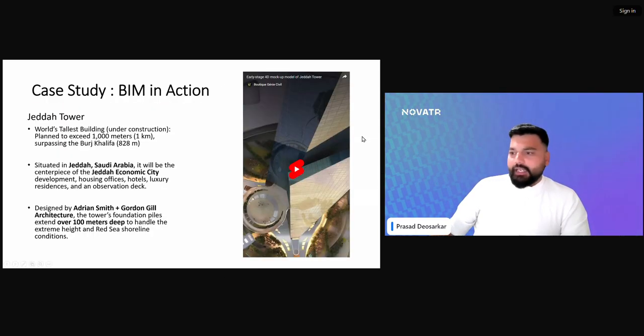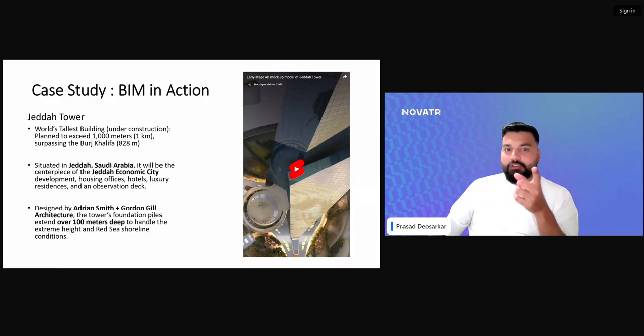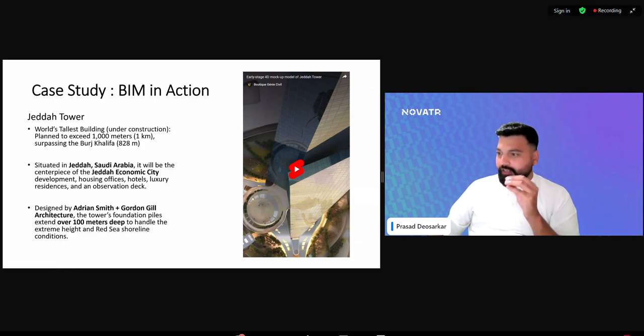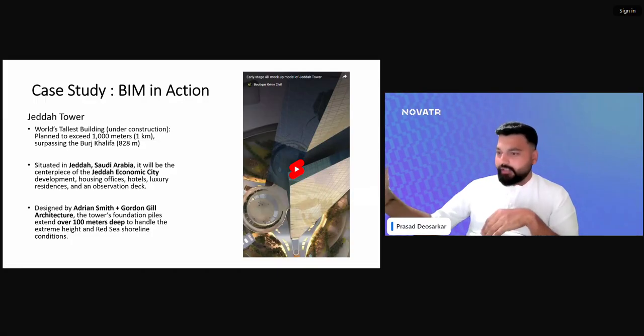Right. So let's take an example of a case study now. Okay. This is something that I saw recently online as well. Online, there was a very good video posted by someone using BIM, using 4D, 5D, and resource management on a live project. Okay. And what better than the Jeddah Tower? Okay. So Jeddah Tower is going to be the tallest building in the world. So if you have not heard about it yet, go and research about it.